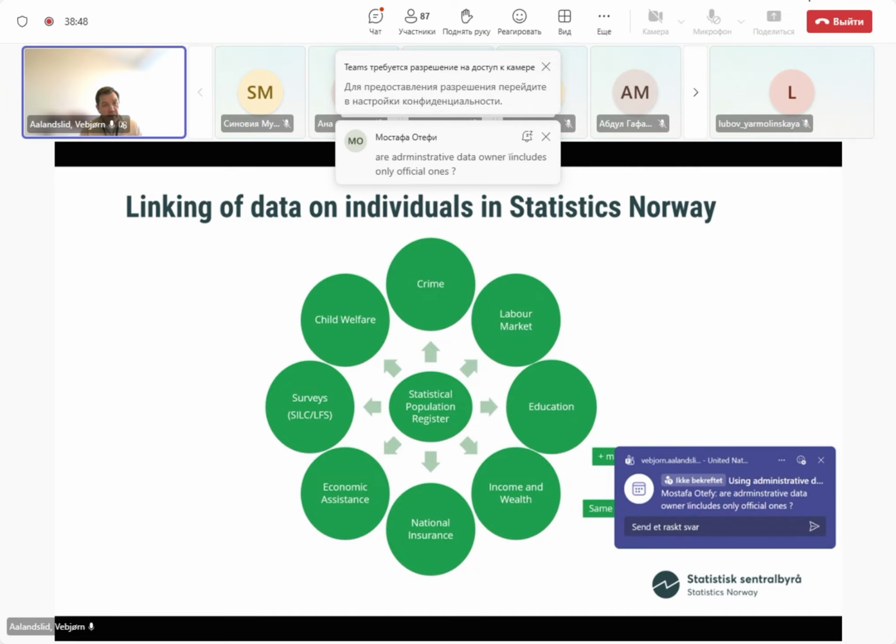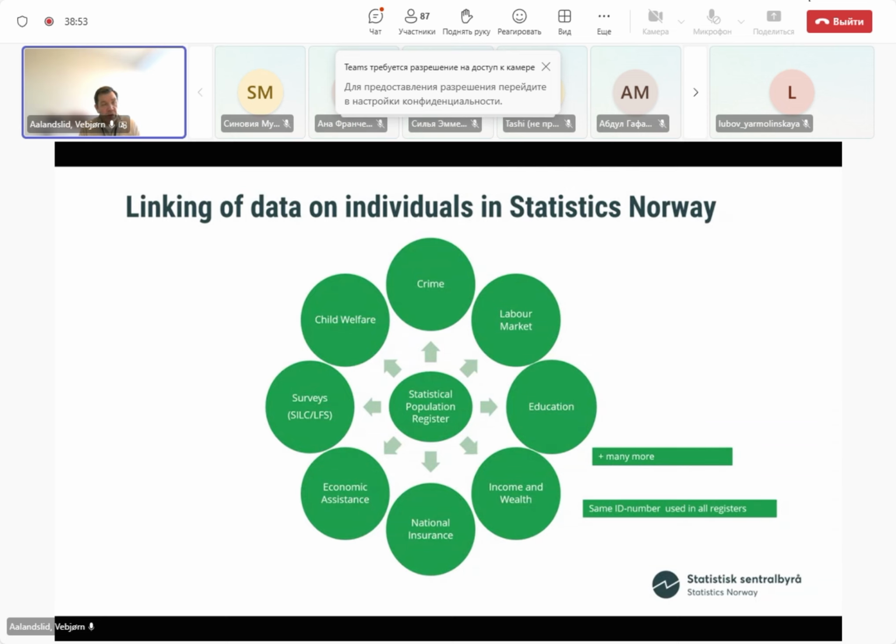We still have some surveys on topics that we cannot derive from the registers, for instance, on perceptions and on what people think. These are data that we can't really get from the registers, but this we can ask persons about. But then we use the statistical population register as a sampling frame for drawing those samples for the surveys.